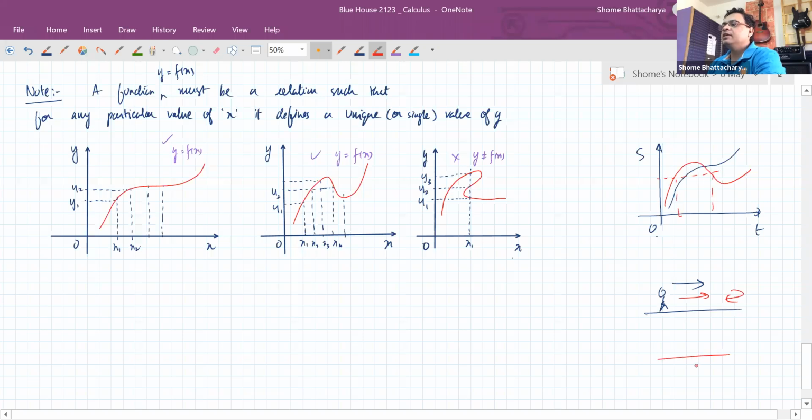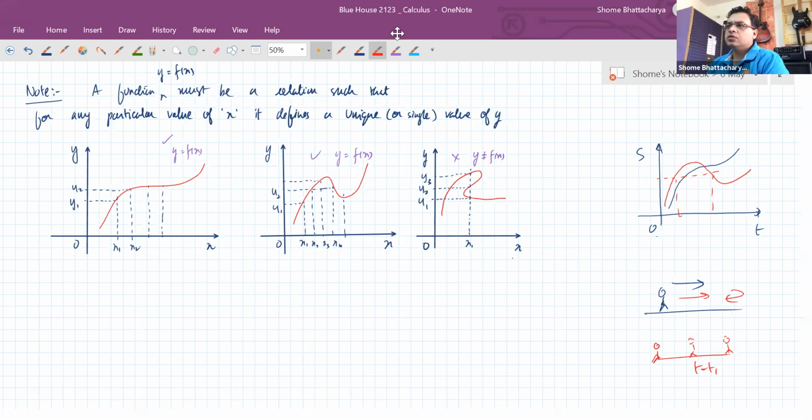But is it possible that at a particular instant of time t1, the person is present here and also here? This doesn't happen in normal physics, right? It might happen in the quantum mechanical world. But in classical physics, it doesn't happen that the value of displacement has two separate values at a particular instant of time. Are you understanding my example now?